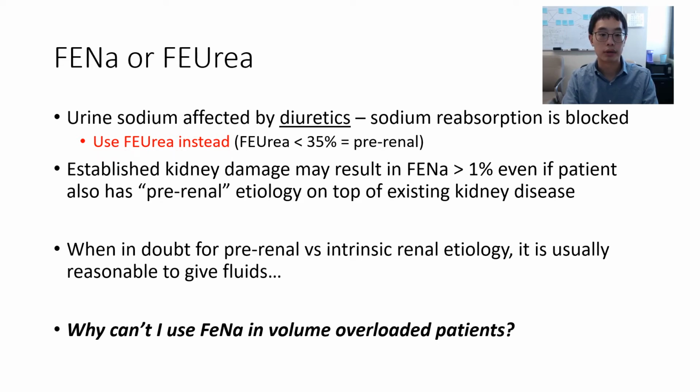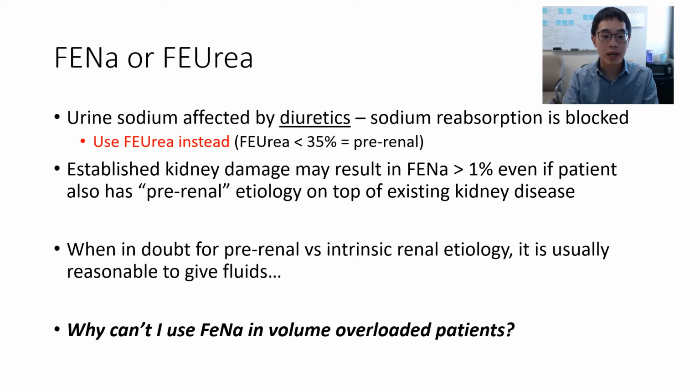versus non-pre-renal etiology. Okay. Now, remember that existing kidney damage can also result in a FeNa being greater than 1%, even though the patient has potentially pre-renal etiology. So when you're in doubt, let's say you are not clear whether the patient is pre-renal or has intrinsic renal pathology, it is very reasonable to give fluids. 500 cc's, 1 liter of fluids, unless the patient is grossly volume overloaded, that's probably going to be okay.